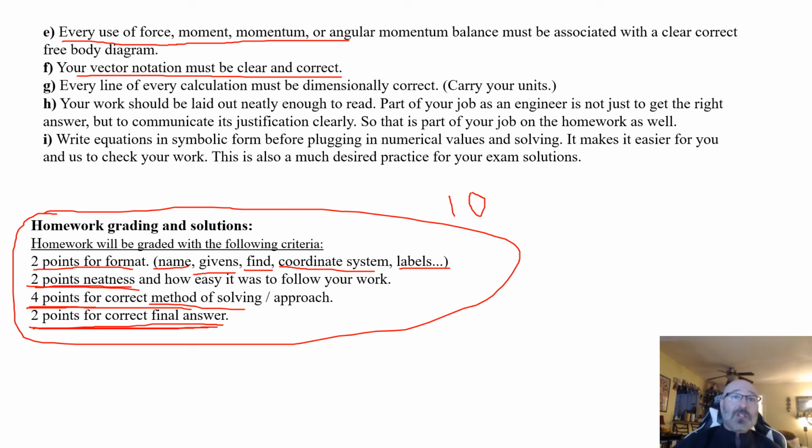So that's just a quick overview of what I expect for format on the homework and exam problems and how they will be graded. Again, these are all to be submitted through Blackboard. There is a grading rubric there as well that the grader will be using following this scheme right here.